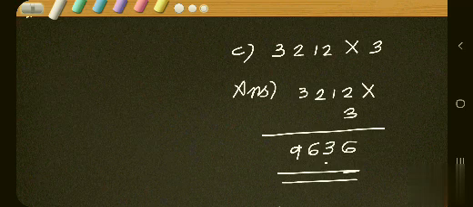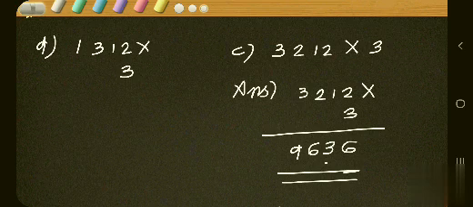D, the question is 1312 into 2. No carry over should be there now, so we should be conscious. How to do it? Can you say how to write?